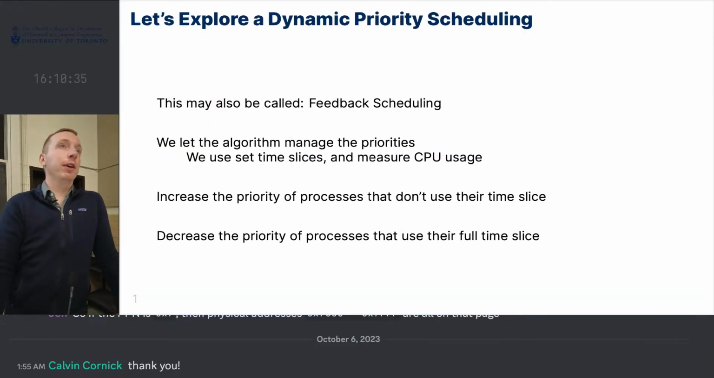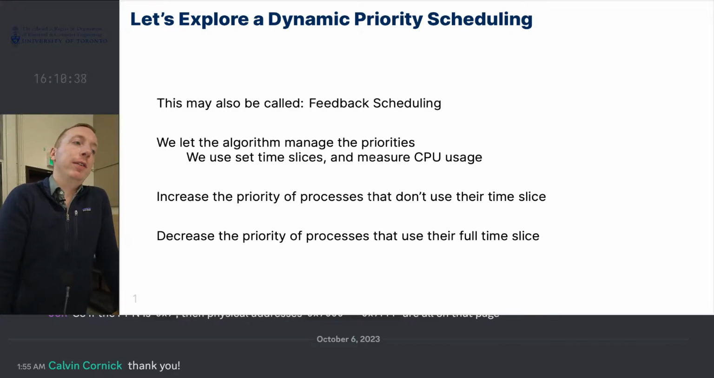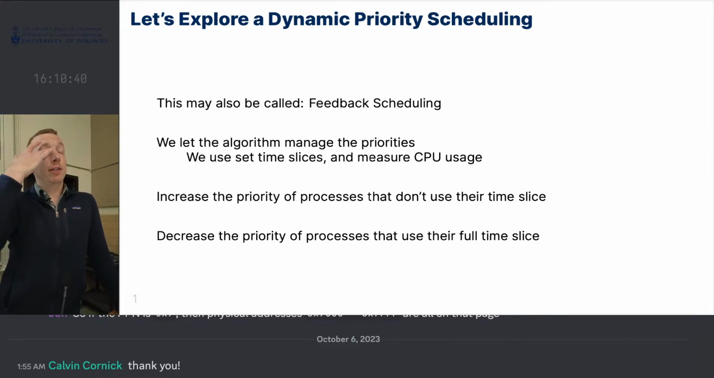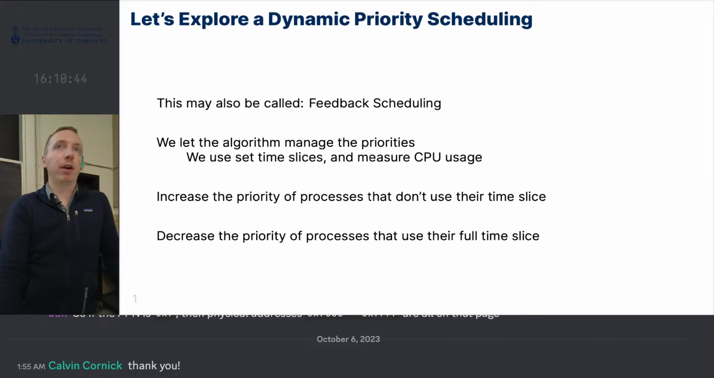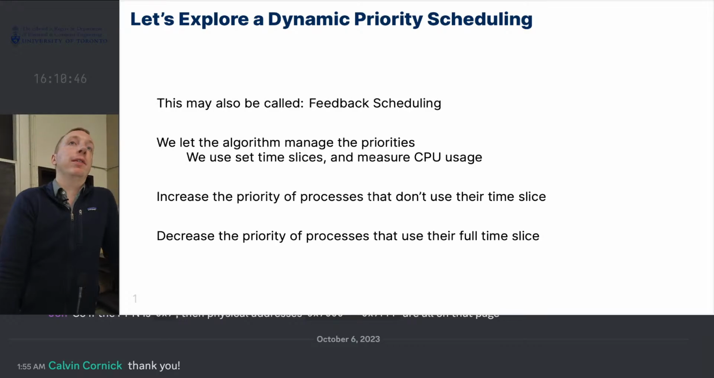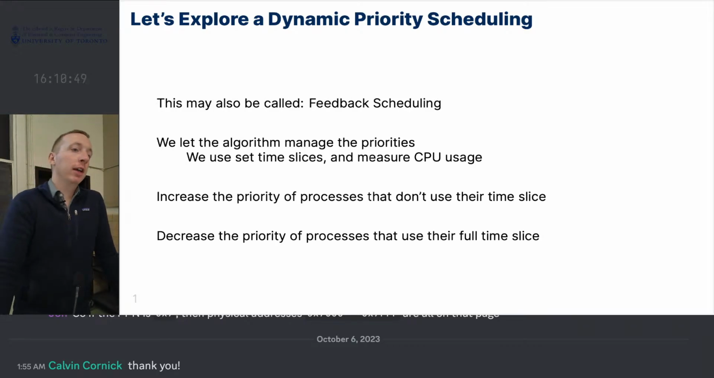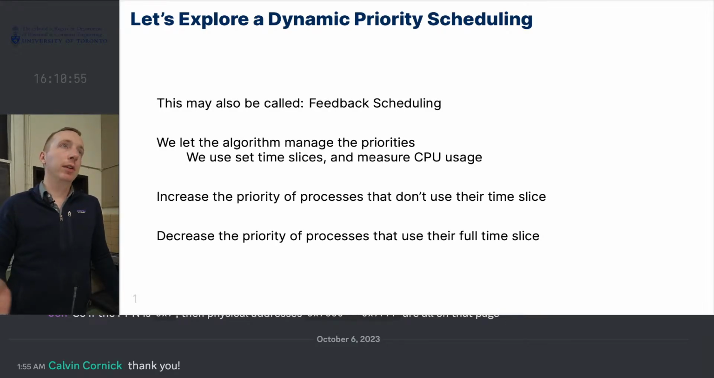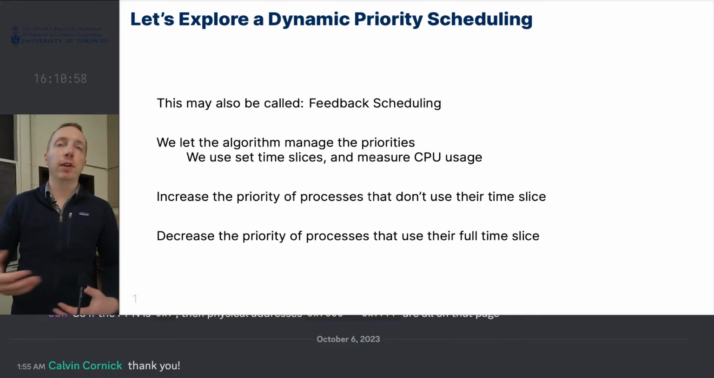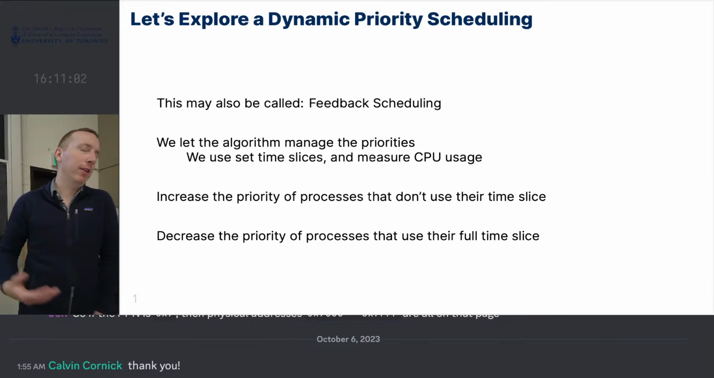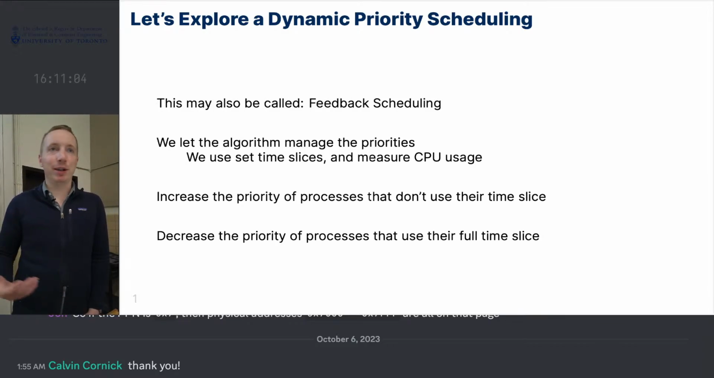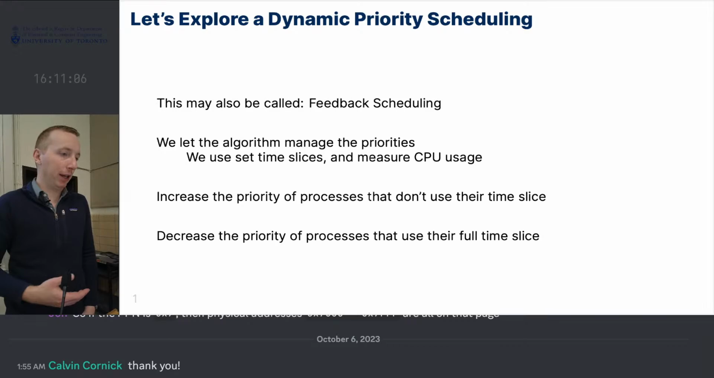So we'll explore an example of dynamic priority scheduling. It might also be called feedback scheduling in some literature. It's just an algorithm to manage the priorities for you. All you set is an initial priority for the processes and then let the algorithm take over. It uses set time slices, measures CPU usage, and then tries to adjust the priorities dynamically based off that. We'll see the algorithm that they use. It's not terribly complicated as long as we know how to divide by 2.